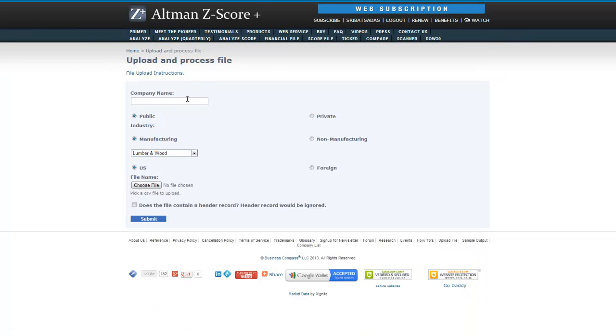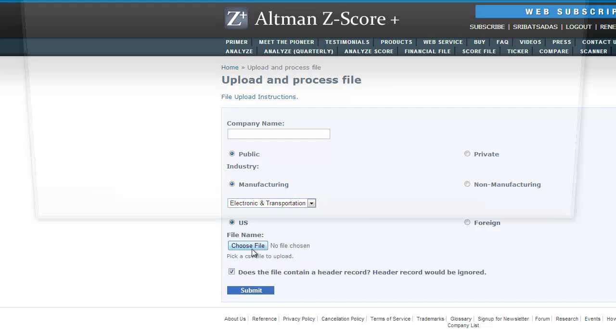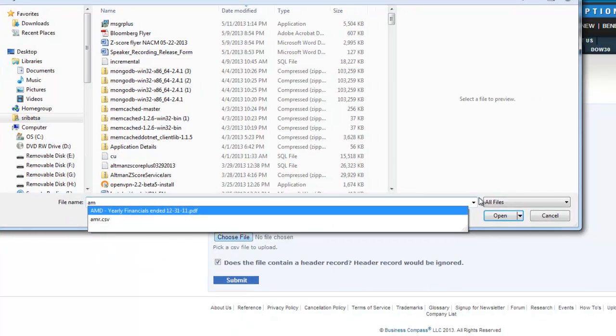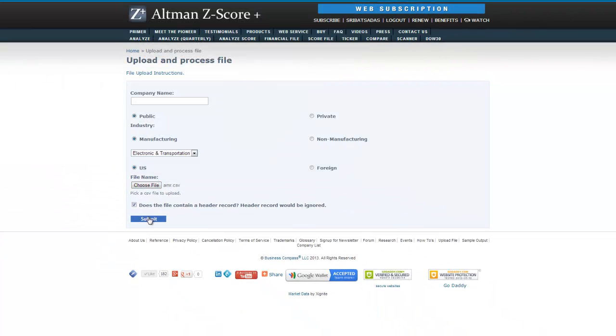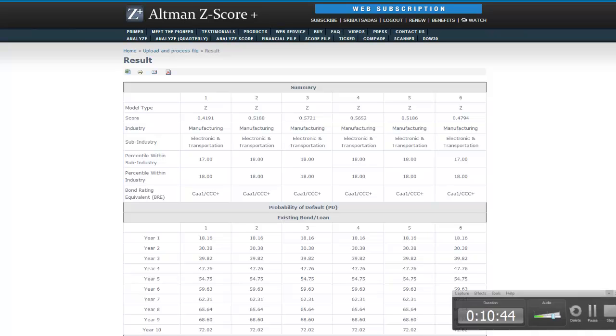We can analyze a financial file. A lot of times you might be dealing with spreadsheets. You can save the spreadsheet as a CSV, and you can actually upload the CSV, and this one accepts the data in a certain format. So let me enter one here. Okay, we entered that and hit submit. And here is the output after we enter the data.